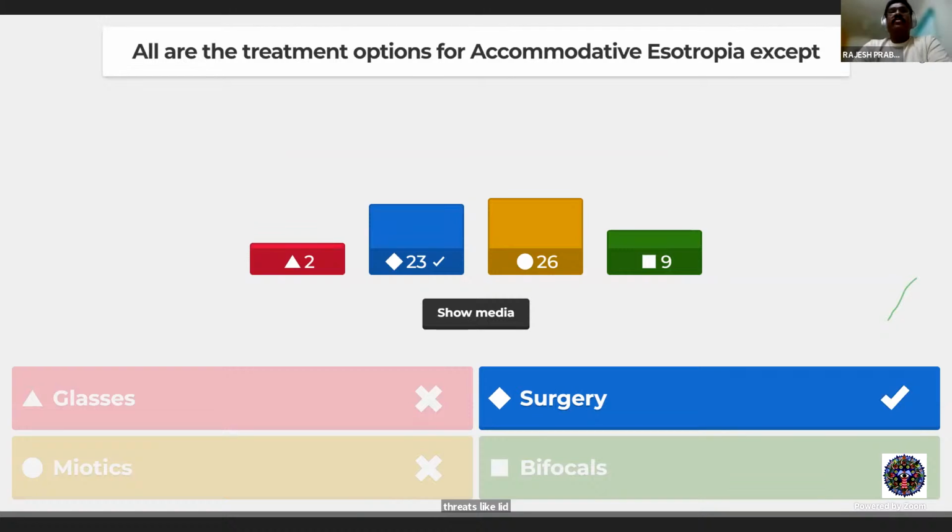Surgery is not done as the first line of management in accommodative esotropia. Very rarely, when there is partially accommodative esotropia, where there is some residual squint even after the glasses are worn for a considerable period of time with full refractive correction, sometimes surgery is indicated for the residual squint. Please read about the role of myotics in accommodative esotropia. Yes, we can go to the next.